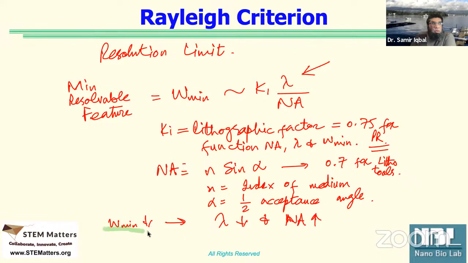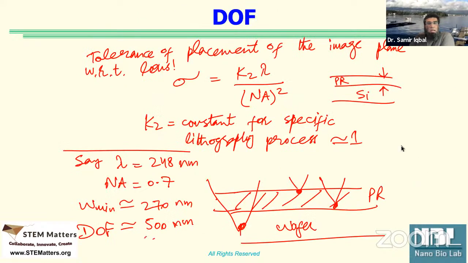So to get a smaller feature, Wmin, either we reduce lambda, which is wavelength, or we increase numerical aperture. That depends on the medium, air or vacuum, so there's not much we can do about that, but we can do something about lambda, right? So just remember for now that by bringing wavelength down, we can make a smaller feature on our wafer, all right?